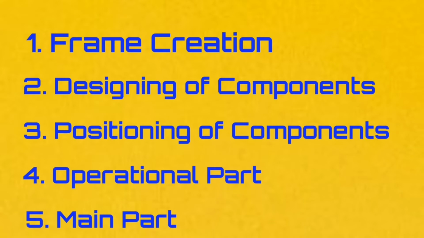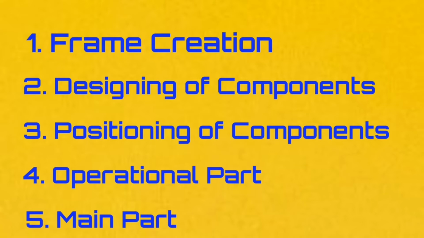This program has 5 parts. First part is frame creation, means the body part of your player. Here we will use tkinter for frame creation. Second is designing of components. Different components means play button, labels, like this. Here also we will use our tkinter.